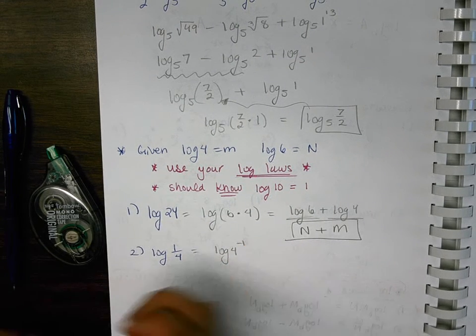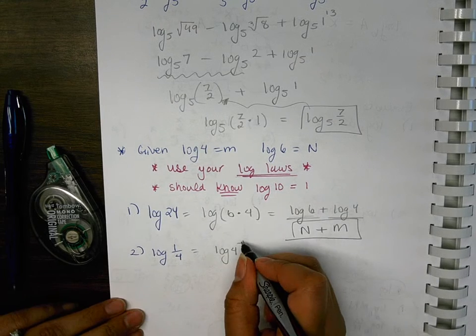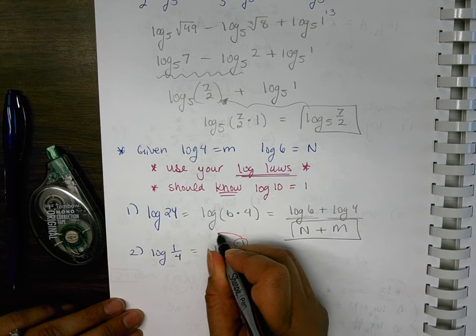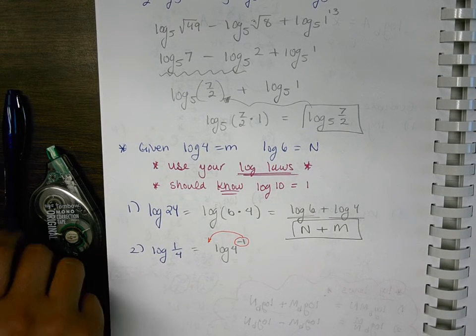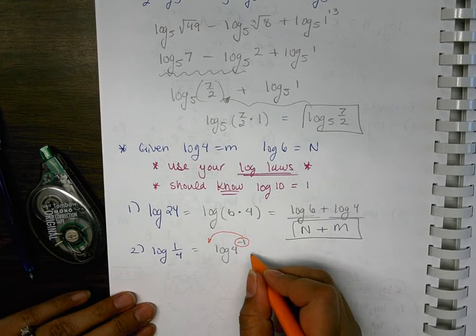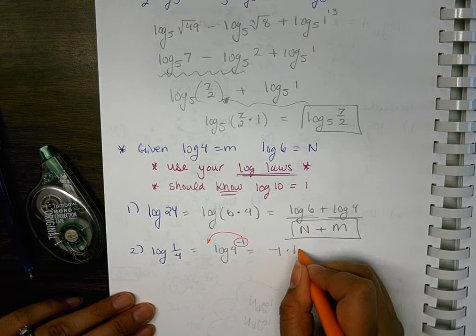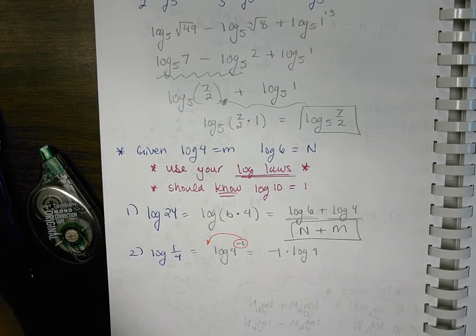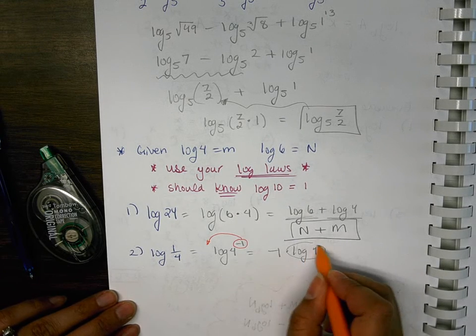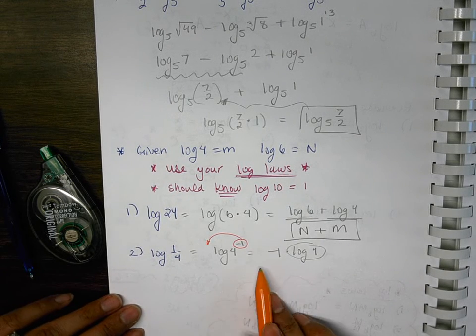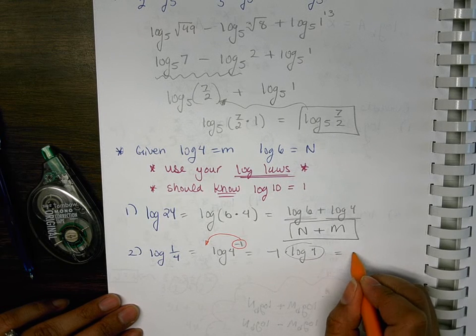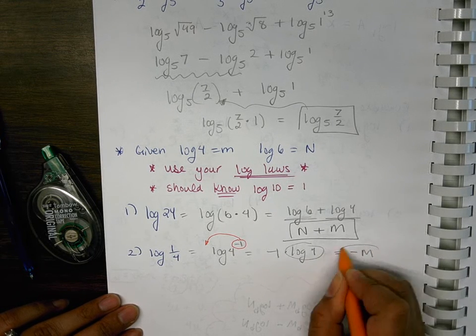I haven't used my log law yet, so I'm going to use number 3 and do what with the negative 1? Bring it to the front. Negative 1 times log of 4. I've used my log law, and I have something to plug in for log of 4. What is log of 4? So negative 1 times m. What's my final answer? Negative m.